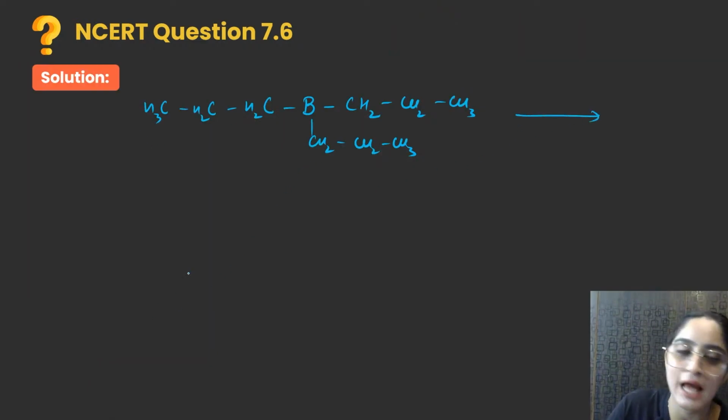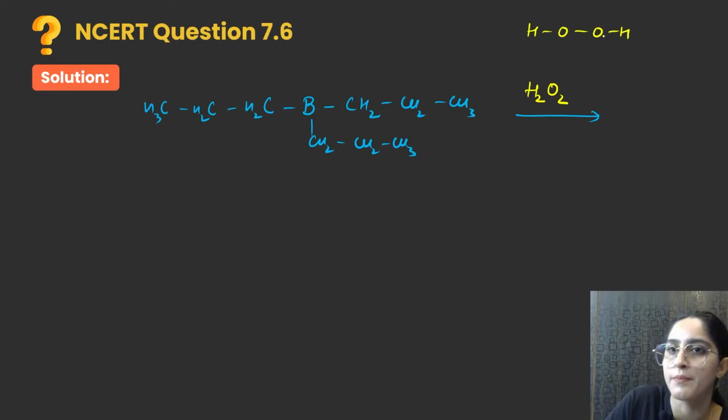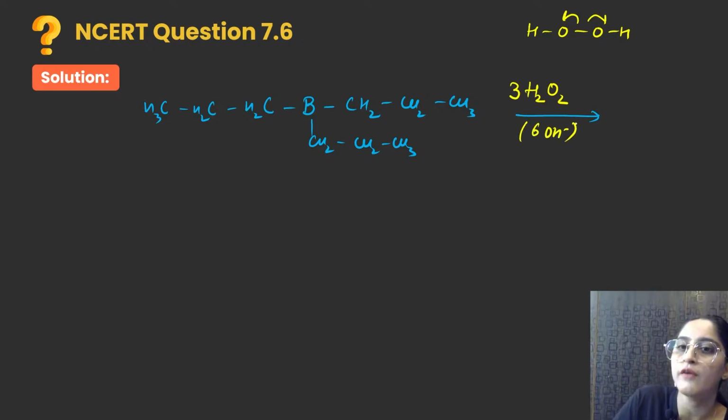Now beta, we will add H2O2, peroxide. H2O2 is actually like this, okay? So there will be homolytic cleavage, right? Because of this homolytic cleavage, I am going to add 3 of this. That means in total I will have 6 OH groups. Out of those 6 OH groups, 3 will be attached here. At this bond, they will break this bond, right?